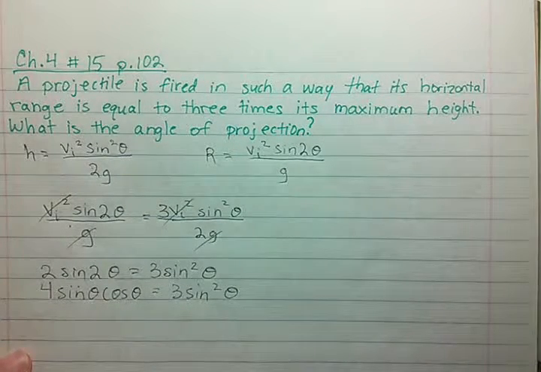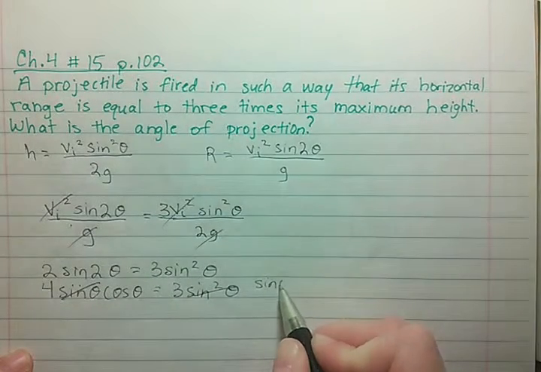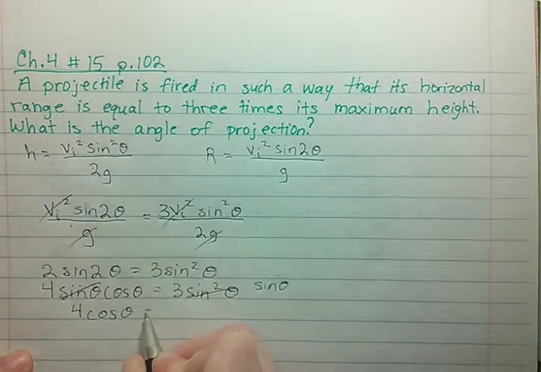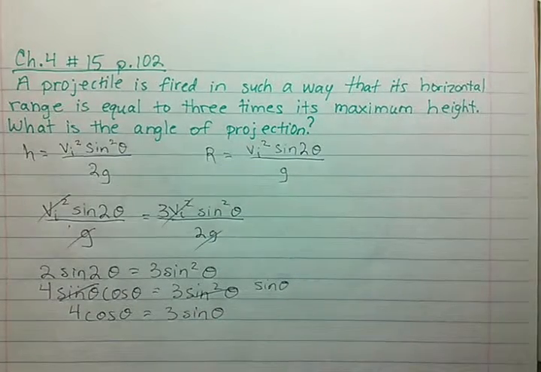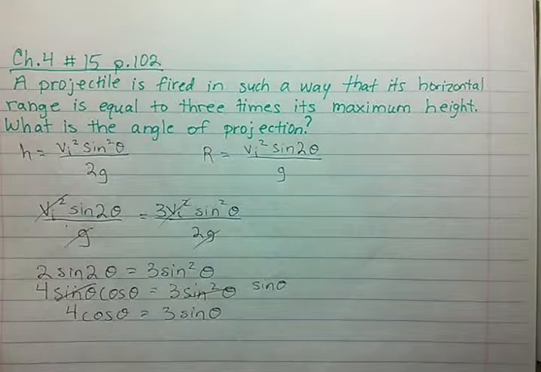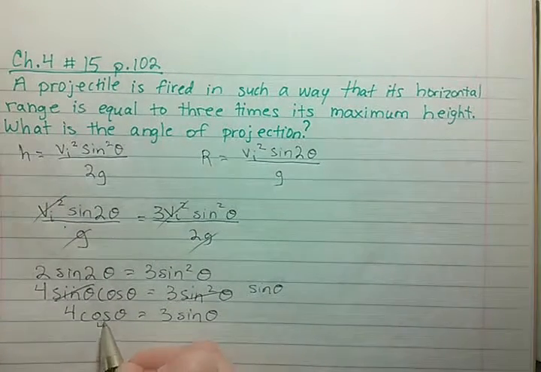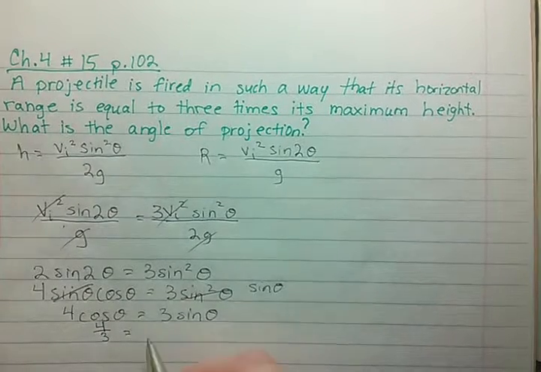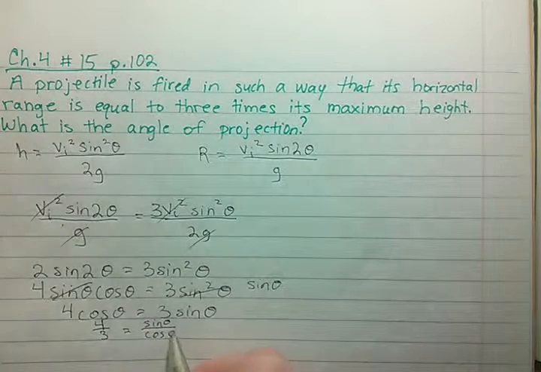Now you can end up dividing both sides by sine theta, so that cancels out and you'll just end up with sine theta there. So you'll end up with 4 cosine theta equals 3 sine theta. The next thing I'm going to do is divide both sides by 3 and divide both sides by cosine theta. So if you divide both sides by 3, on this side you'll end up with 4/3, and if you divide both sides by cosine theta, you'll end up with sine theta divided by cosine theta.